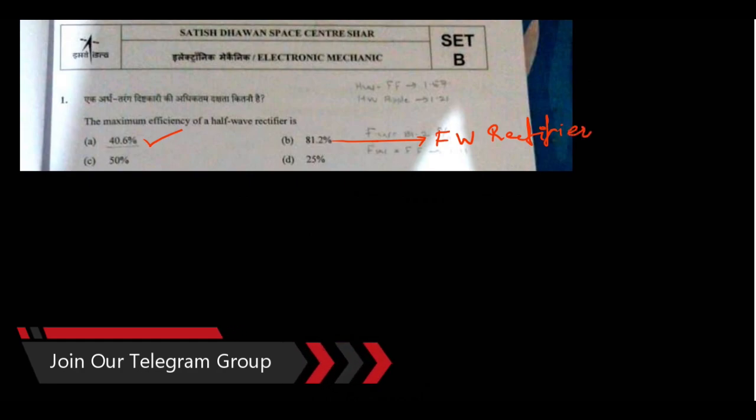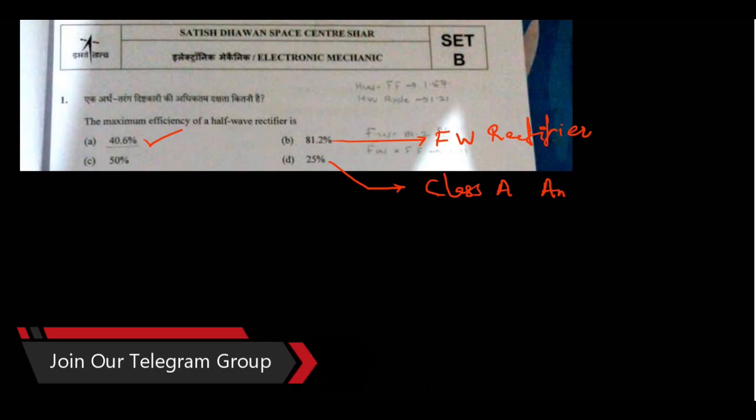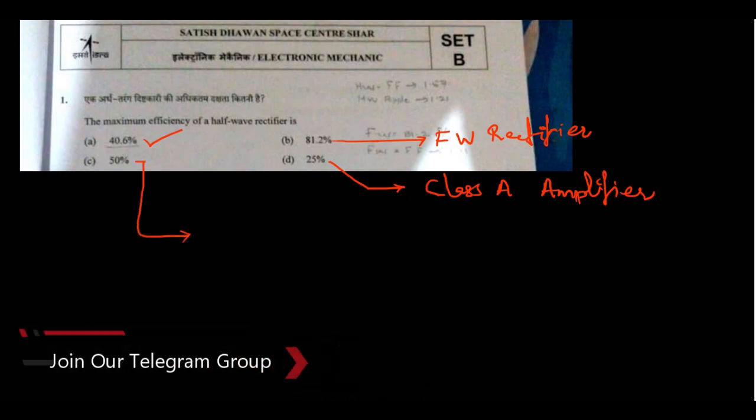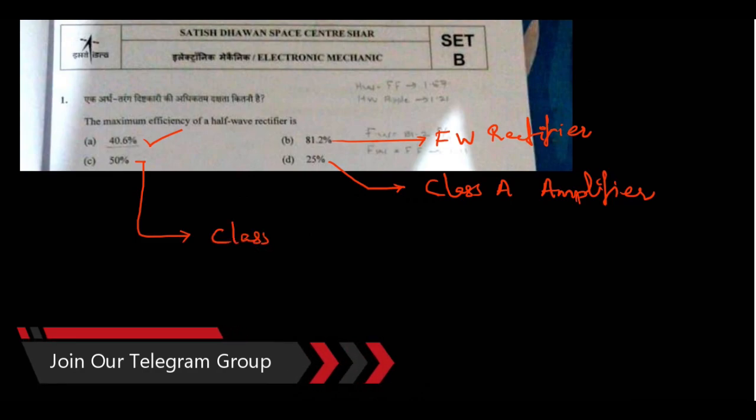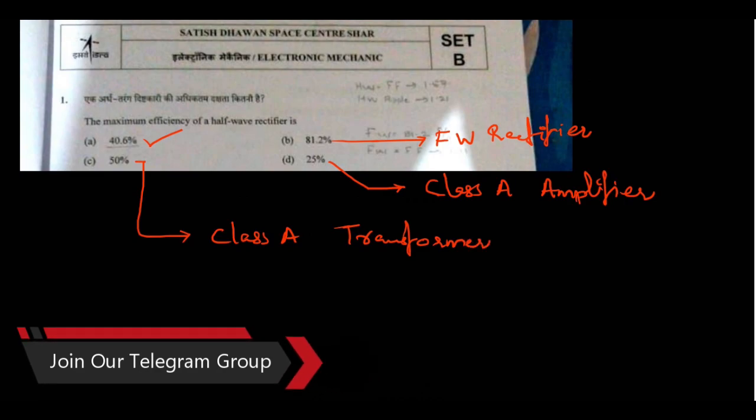Now can you relate this 25% efficiency to anything? This is for a class A amplifier. Maximum efficiency of a class A amplifier. What about this 50%? It is the maximum efficiency of a class A transformer coupled amplifier.